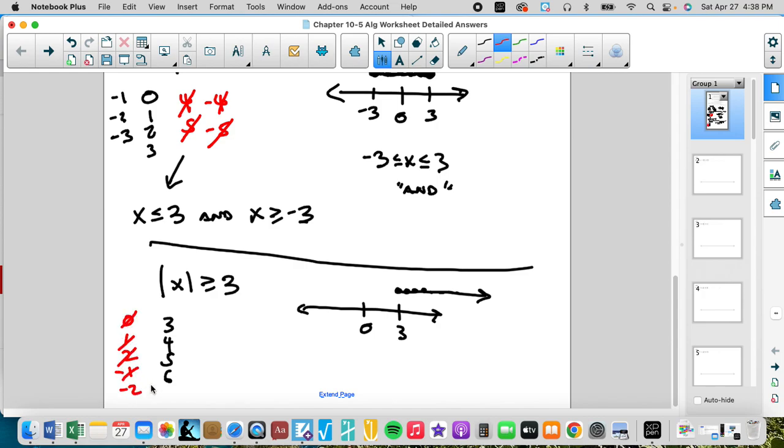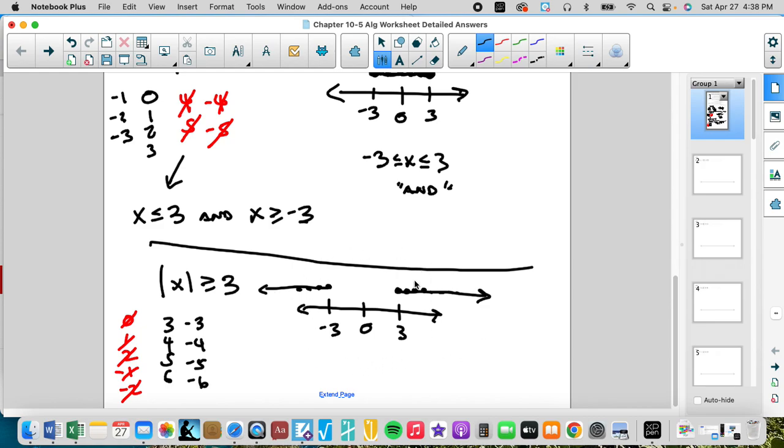Negative 2? No, that doesn't work. Negative 3, what about negative 3? If I put negative 3, absolute value of negative 3 is 3. All right, negative 3 worked. Negative 4 worked, so let's write negative 3. That worked. Negative 4, negative 5, negative 6. All of those worked, and in fact, all the way to negative infinity.